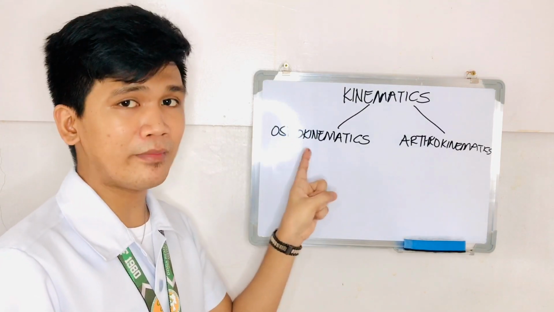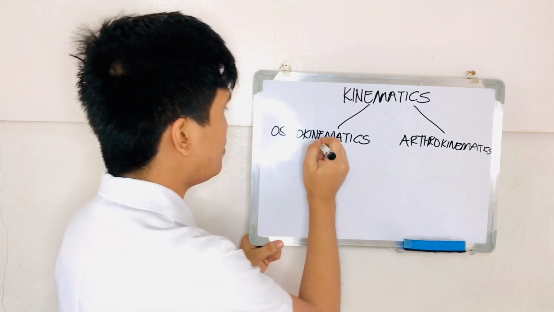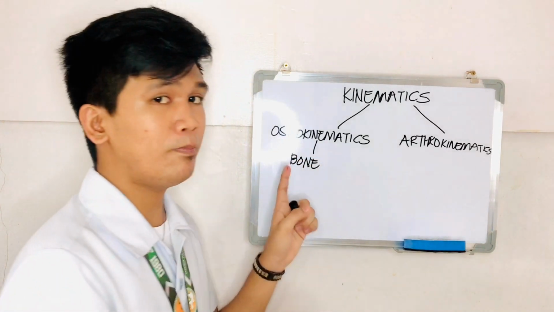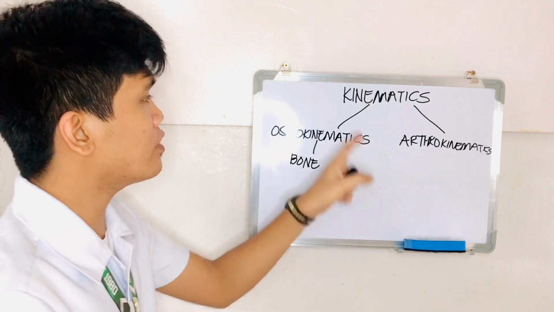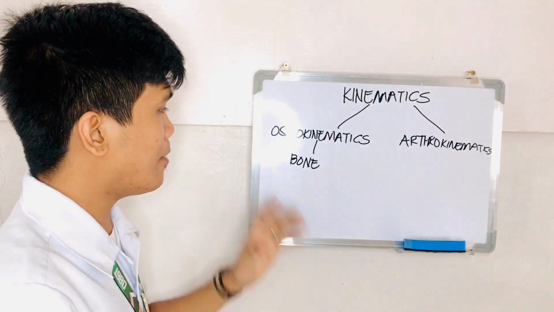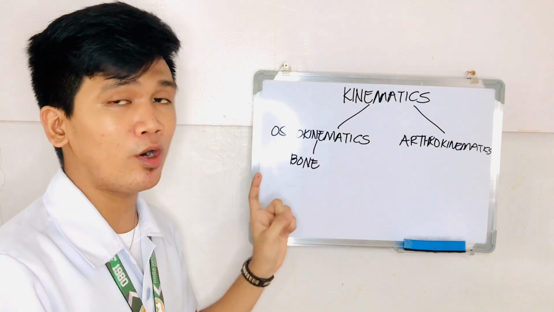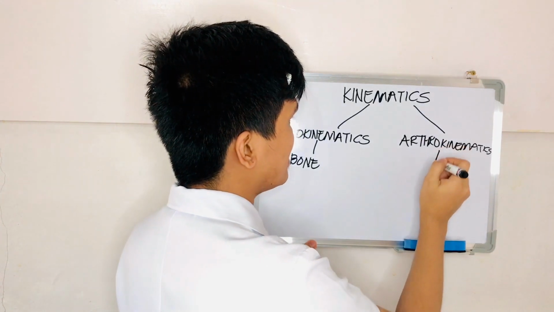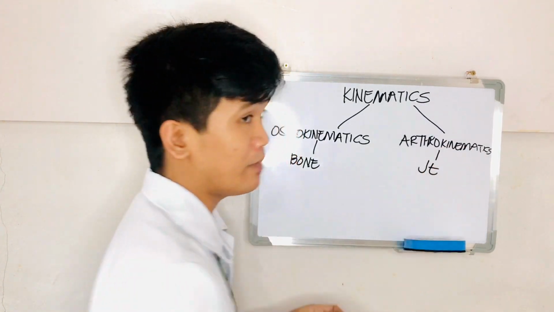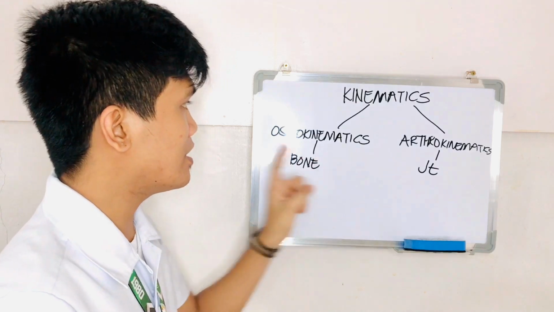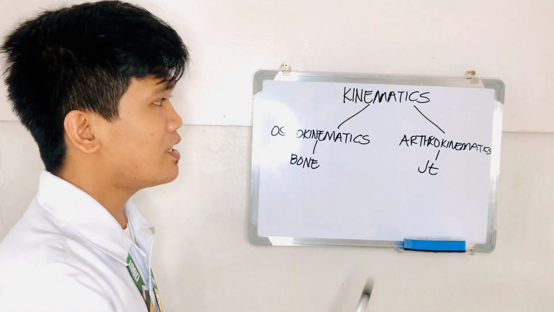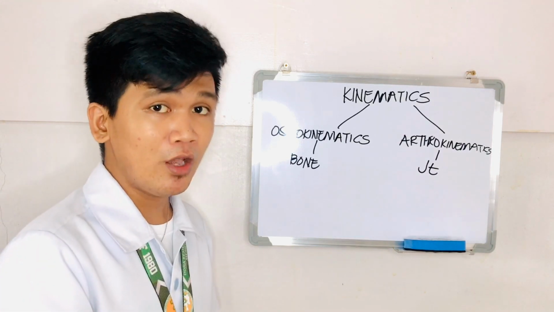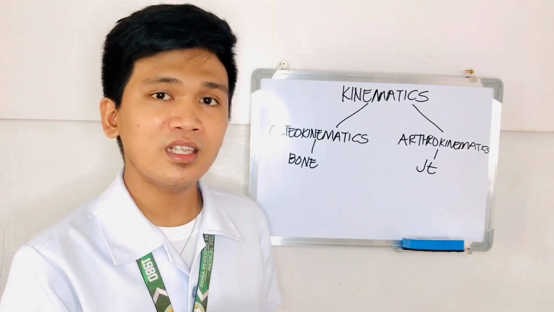Now, when we say osteokinematics, it's more on the bone movement, because ang focus ni osteokinematics ay ang movement of the bony partners or bony segments that make up a joint. While when we say arthrokinematics, it's more on the joint movements. This is more specific than the osteokinematics because the arthrokinematics is the minute movement occurring within the joint or between the joint surfaces.